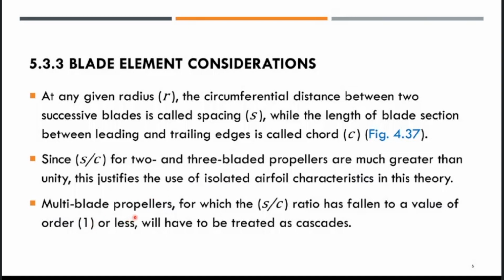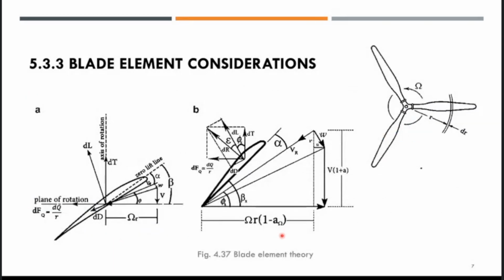Multi-blade propellers with more than 2 or 3 blades, for which the ratio of S over C, the spacing over the chord, has fallen to a value of order 1 or less, will have to be treated as cascades. We will refer to this particular figure from now on.